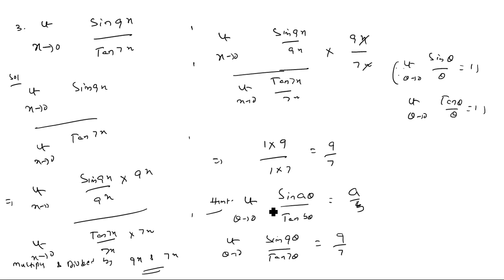Or if you are writing directly, we can write that limit theta tends to 0 sin a theta by tan b theta is nothing but a by b. Here the value is equal to 9 by 7.